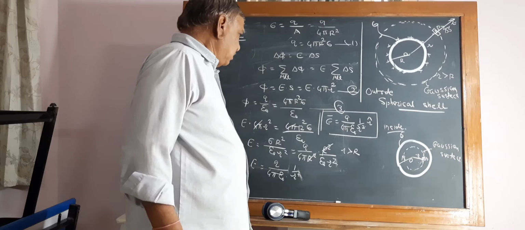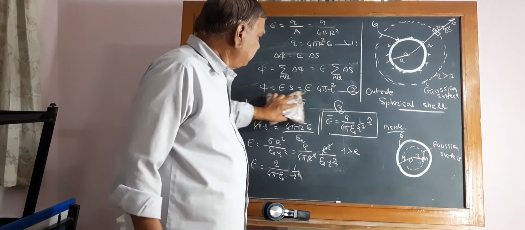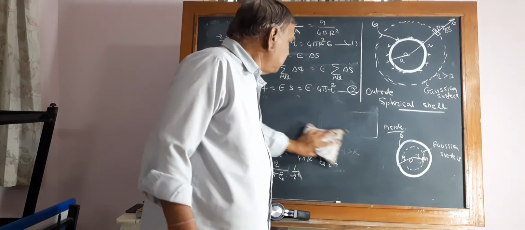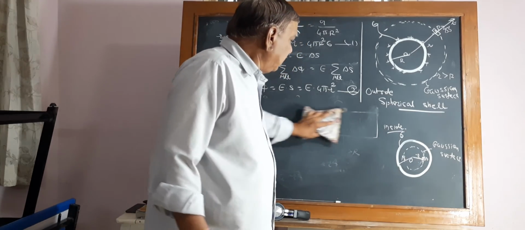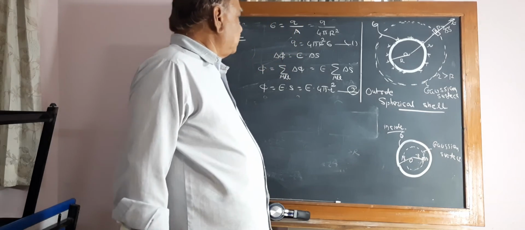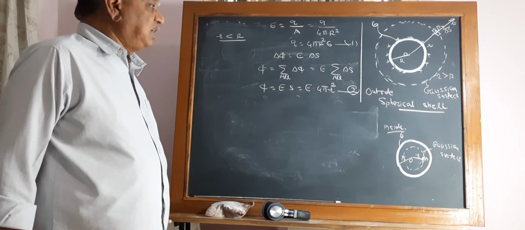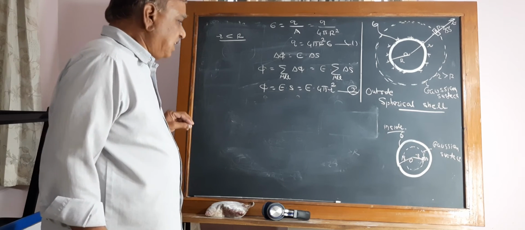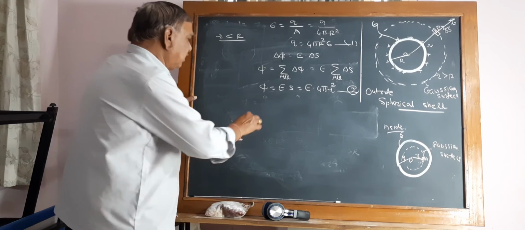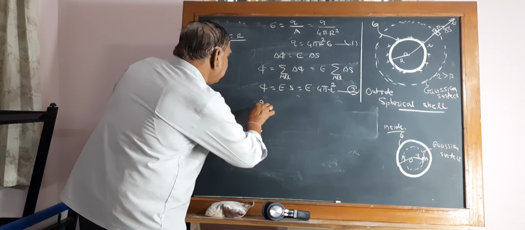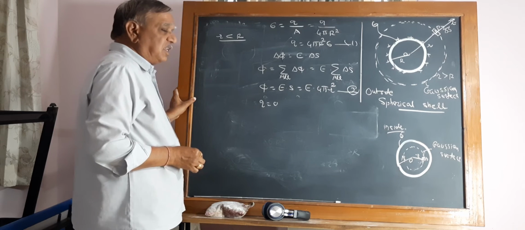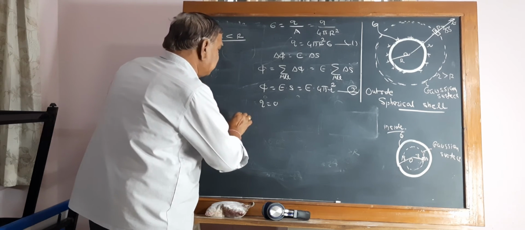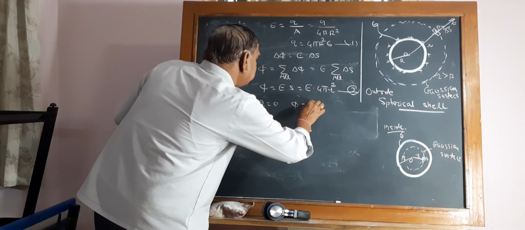Now, the second part. As you know, we have taken a Gaussian surface inside the spherical shell. The Gaussian surface is also spherical, but inside the spherical shell. So the charge enclosed in it, Q equal to 0. There is no charge inside the spherical surface. So we can say flux phi equal to 0.